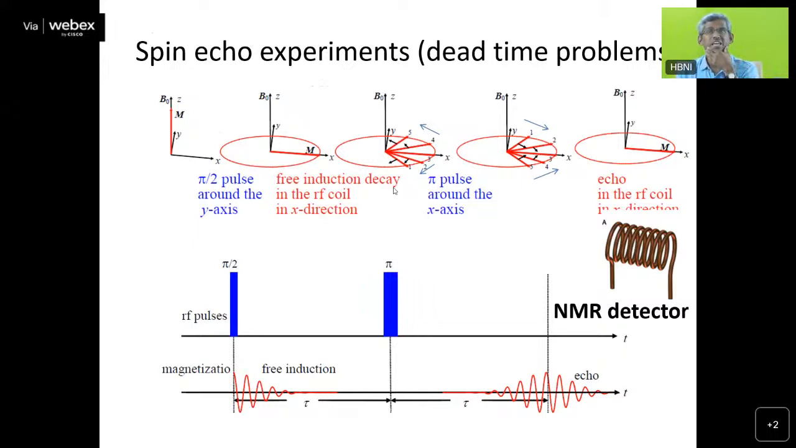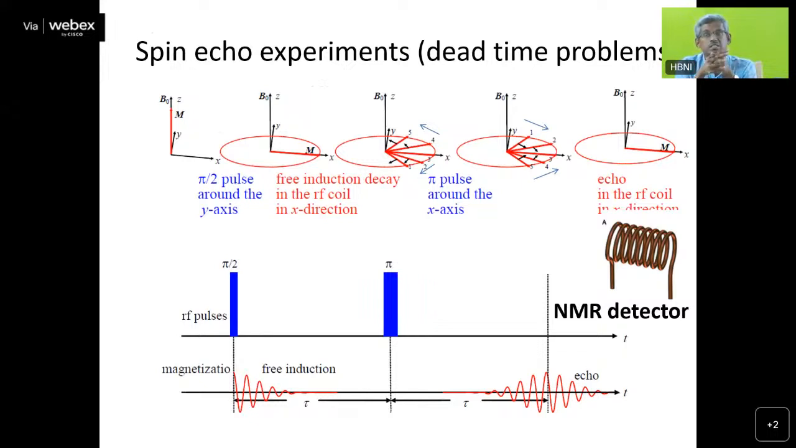Toward the end of the last lecture, we discussed something called a spin echo experiment. Initially it was started to avoid dead time problems. It is very difficult to get the signal at zero time, because there is always some time lag, as the electronics cannot detect the signal at zero time. So some information gets lost, and to prevent that we do this type of experiment.